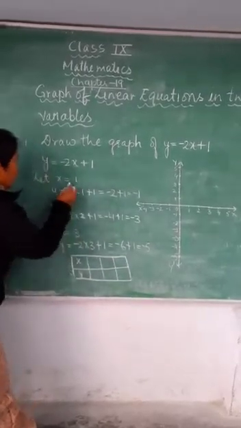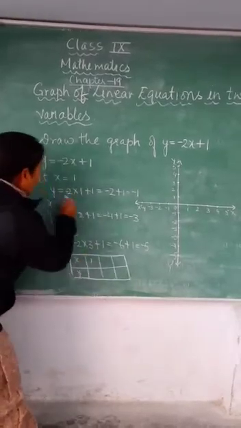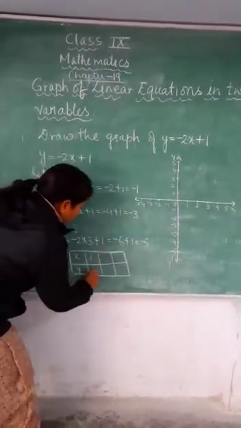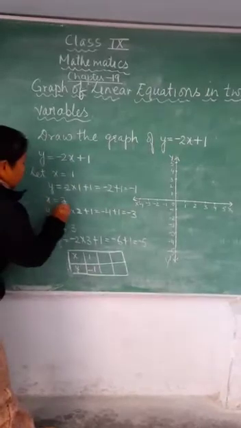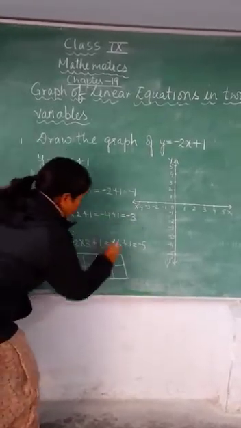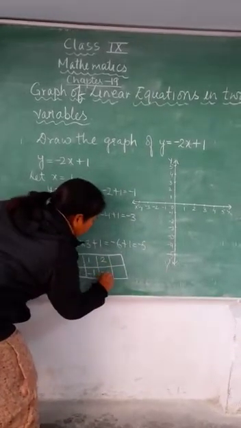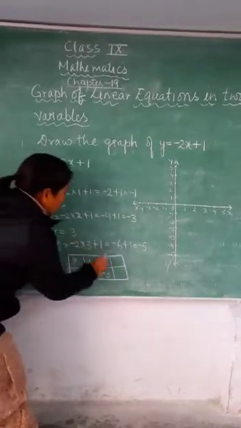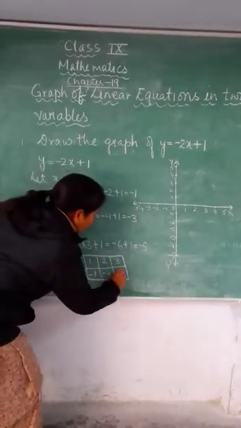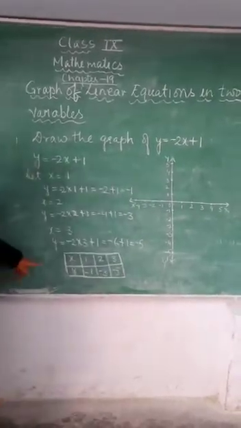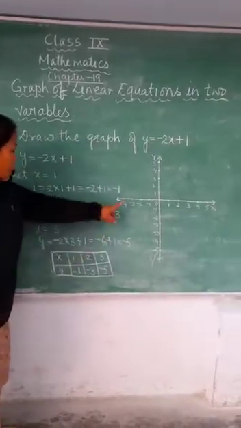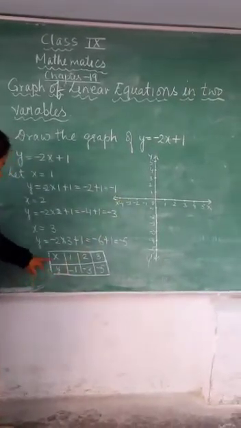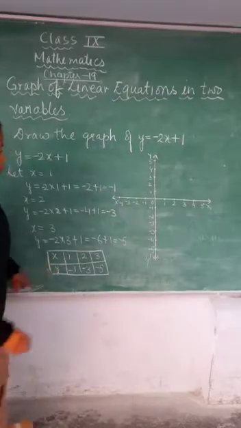and we'll divide it into x and y. When we put x equals 1, the value of y equals minus 1. When we put x equals 2, y equals minus 3. And when the value of x is 3, y equals minus 5. Now we will locate these points on this graph paper.